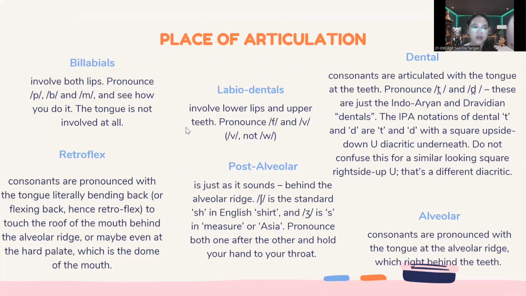Place of articulation. Bilabials involve both lips. Labiodentals involve the lower lip and upper teeth. Dental consonants are articulated with the tongue at the teeth. Retroflex consonants are pronounced with the tongue literally bending back, or flexing back, to touch the roof of the mouth behind the alveolar ridge, or maybe even at the hard palate, which is the dome of the mouth. Post-alveolar is just as it sounds, behind the alveolar ridge. Alveolar consonants are pronounced with the tongue at the alveolar ridge, which is right behind the teeth.